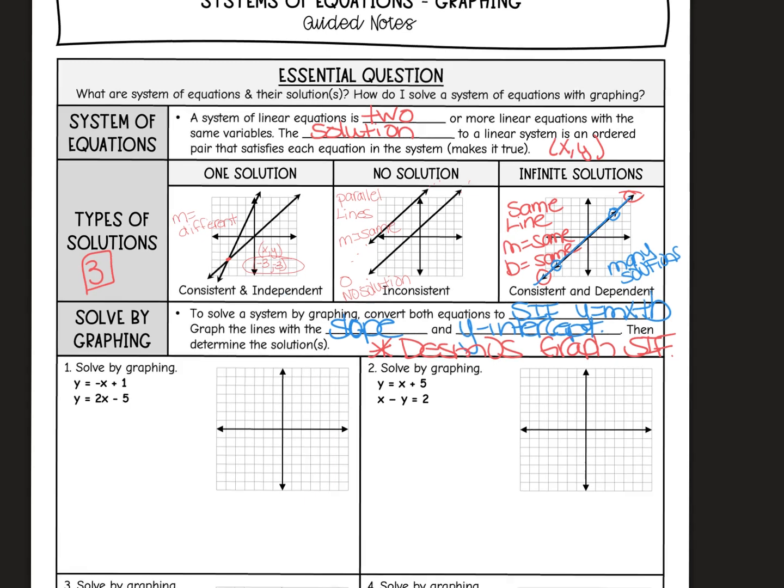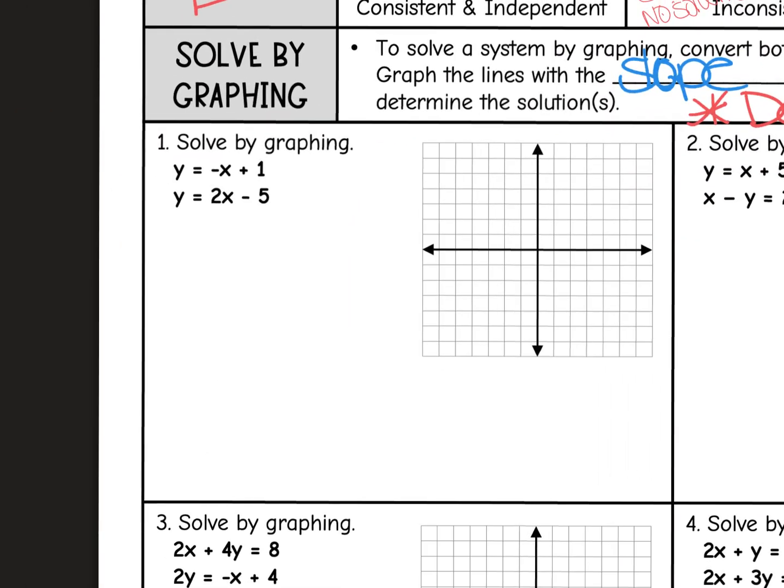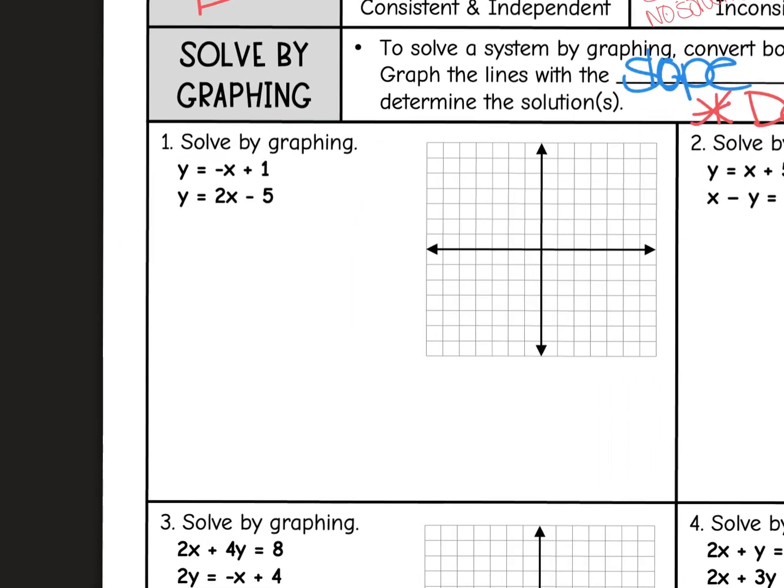So let's take a look at number 1. So the first thing is, here is a system because I have two equations, equation 1, equation 2, and they want me to solve it by graphing. So first, check, are they both in slope-intercept form? Are they both in y equals mx plus b? Yep, they are. So now we're just going to graph.